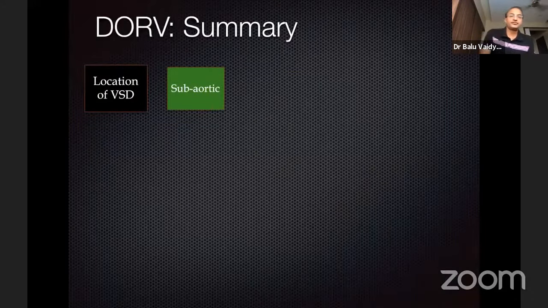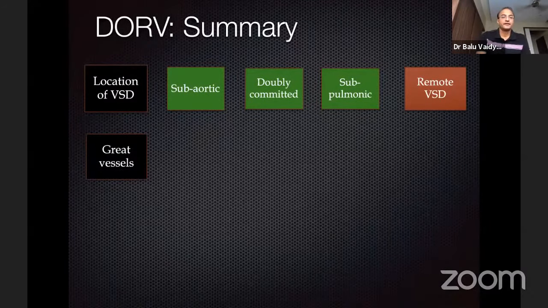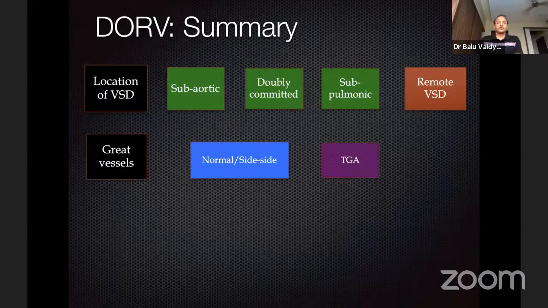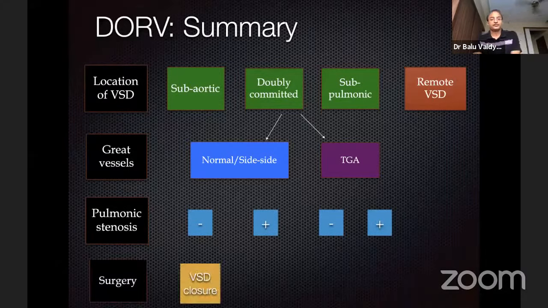So to summarize DORVs, we can have different locations of VSD. All the green ones are routable VSDs: subaortic, doubly committed, and subpulmonary. The great artery relationship could be normal or side-by-side or transposition. And typically with the doubly committed VSD, transposition is more common. You can have pulmonary stenosis, or sometimes you can have even aortic obstruction. So surgery will depend upon the location of VSD, the great artery relationship, and outflow obstruction.